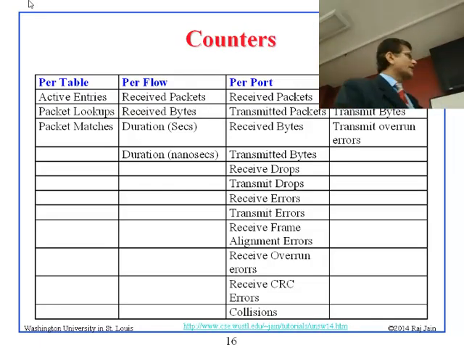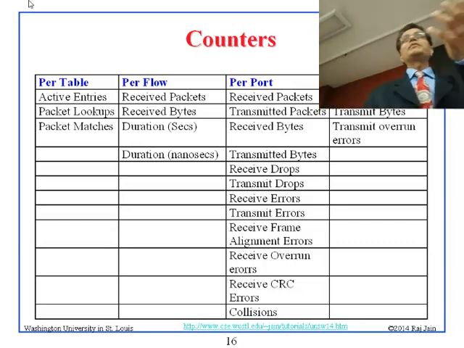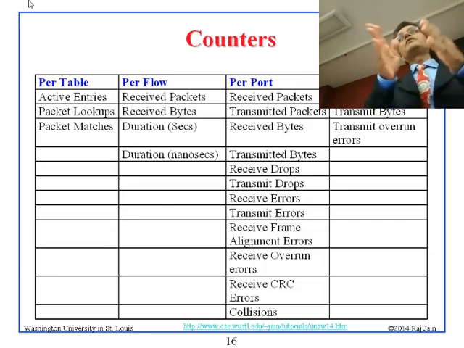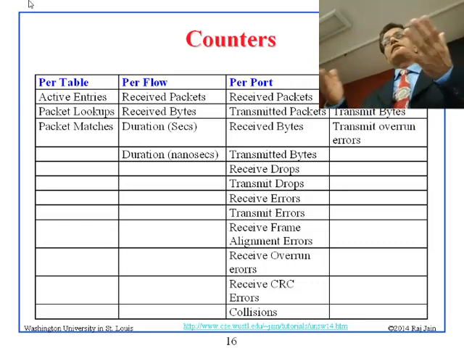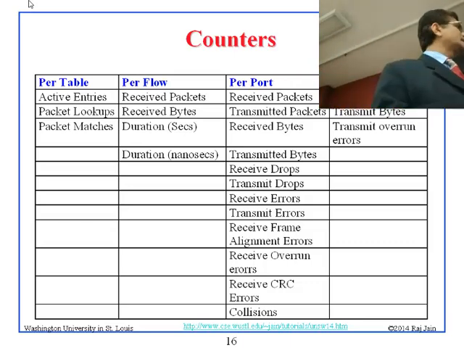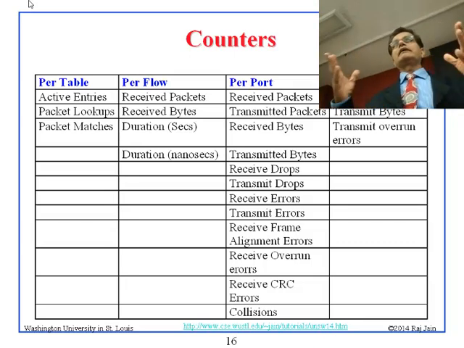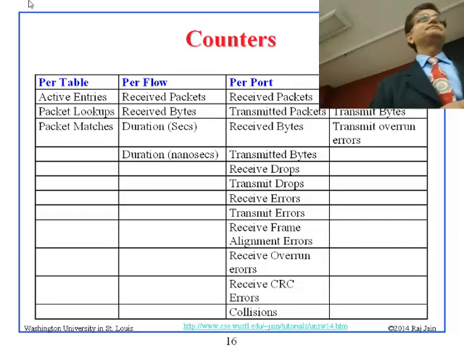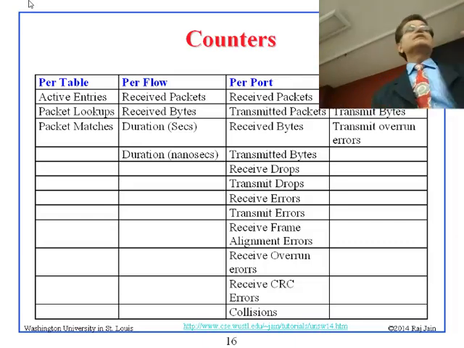For every table, you keep track of how many entries are active, how many packets were looked up in that one, and how many packets matched. For each flow, you have to keep track of how many packets were received on that flow, how many bytes were received, and how long the flow lasted. When the first packet comes in, you make the time notation that the flow has started. And then you remember that as the packets come along, and the duration is in two parts, seconds and nanoseconds. So you might know that the flow has been there for 10 seconds and 300 nanoseconds. Okay, so that will keep track of that.